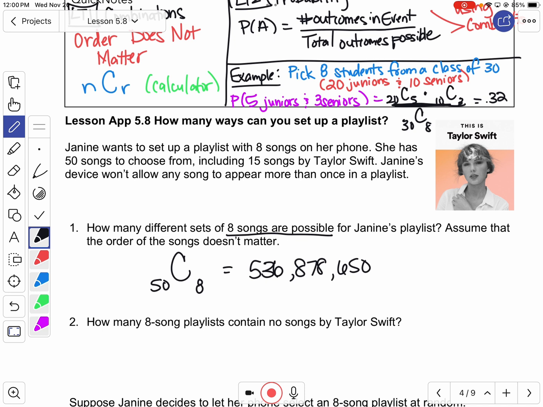All right, that's a lot of playlists. We shouldn't get tired with just 50 songs. How many of y'all have way more than 50 songs in your playlist?